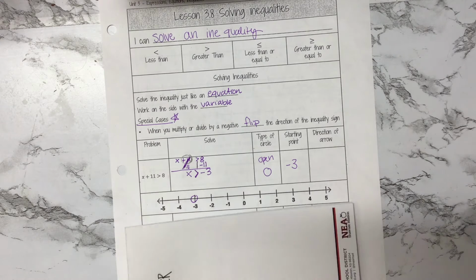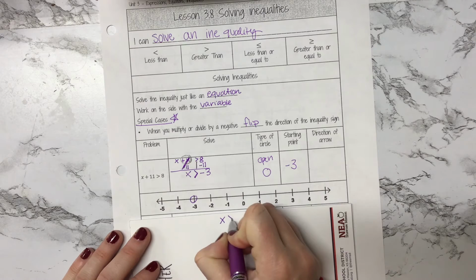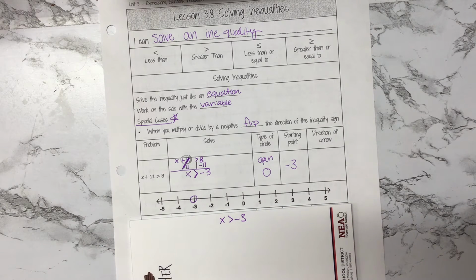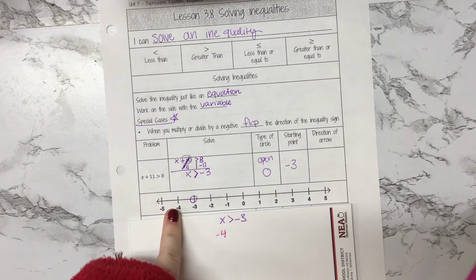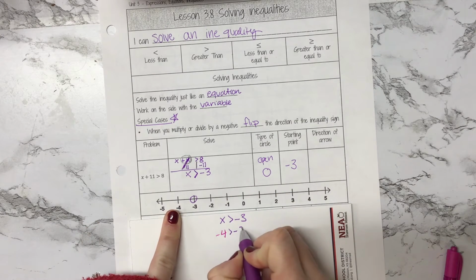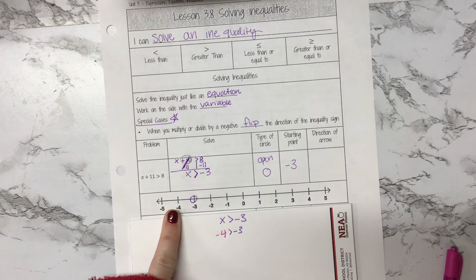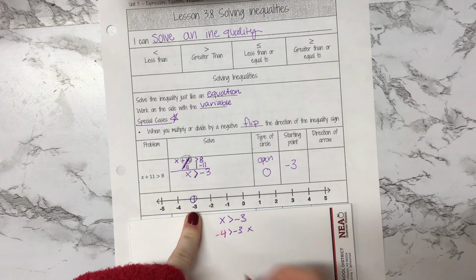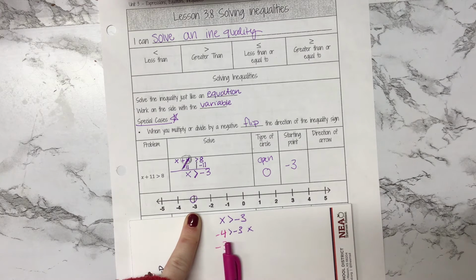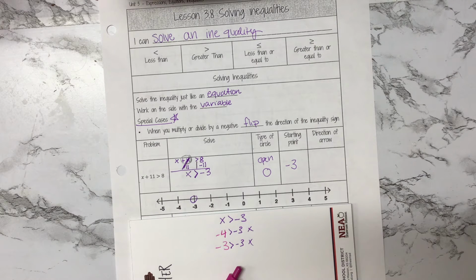So I'm going to pick some test points. I'm going to pick 1 to the left of my circle. Let's try negative 4. Is negative 4 bigger than negative 3? No, it's more negative, so it's actually smaller. So negative 4 doesn't work. Remember that we pick our exact point. Is negative 3 bigger than itself? No. Okay, so I don't get to color my circle in.